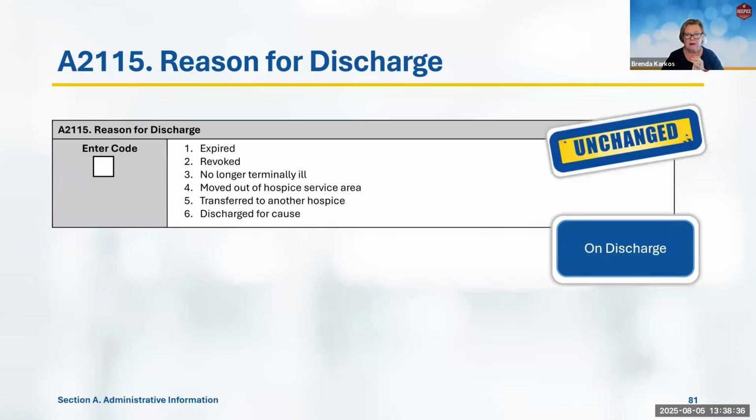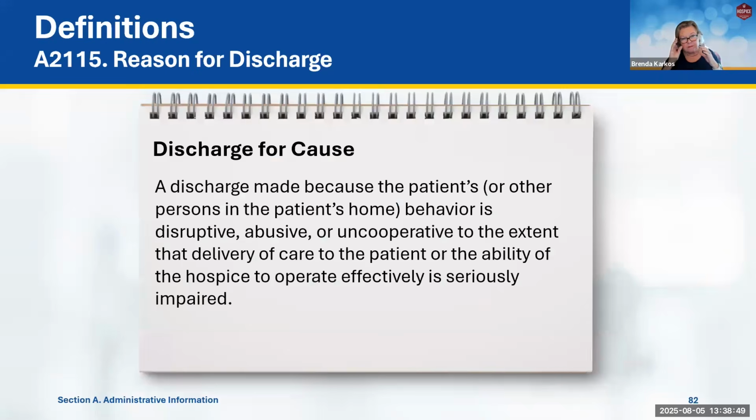Okay, thank you, Zinnia. And this happens to be our last item in Section A, and this is A2115, reason for discharge. This item has not changed, and it's collected at the time of discharge. And here's a slide just giving you the definition for discharge for cause. This is a discharge made because the patient or perhaps another person in the patient's home is exhibiting behavior that's disruptive, abusive, or uncooperative to the extent that delivering hospice care to the patient or the ability for the hospice to operate effectively is seriously impaired.